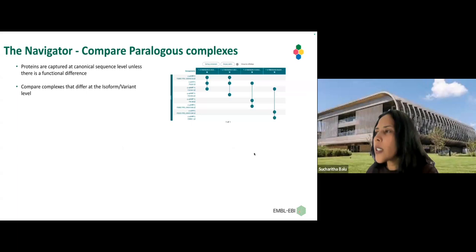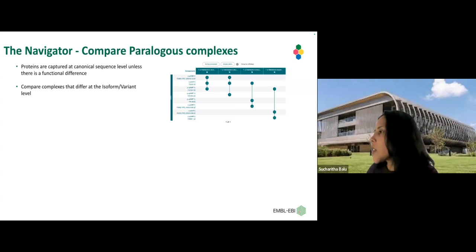So in the next few slides, I'll go over some nice examples which demonstrate what you can do with this navigator tool. It's great for comparing paralogous or similar complexes within a species. Normally, proteins within a complex are captured at the canonical level, except if we think that there's a functional difference, we would capture them at the isoform or variant level.